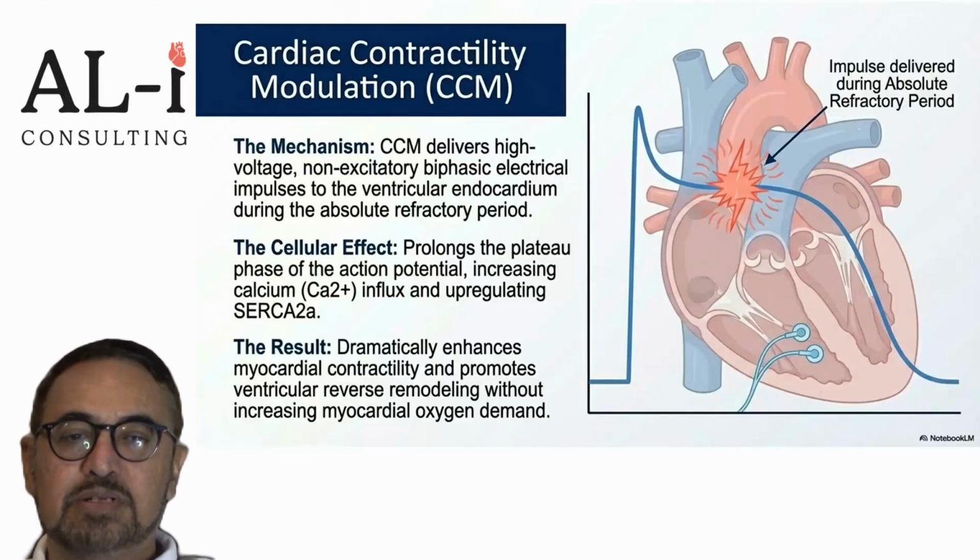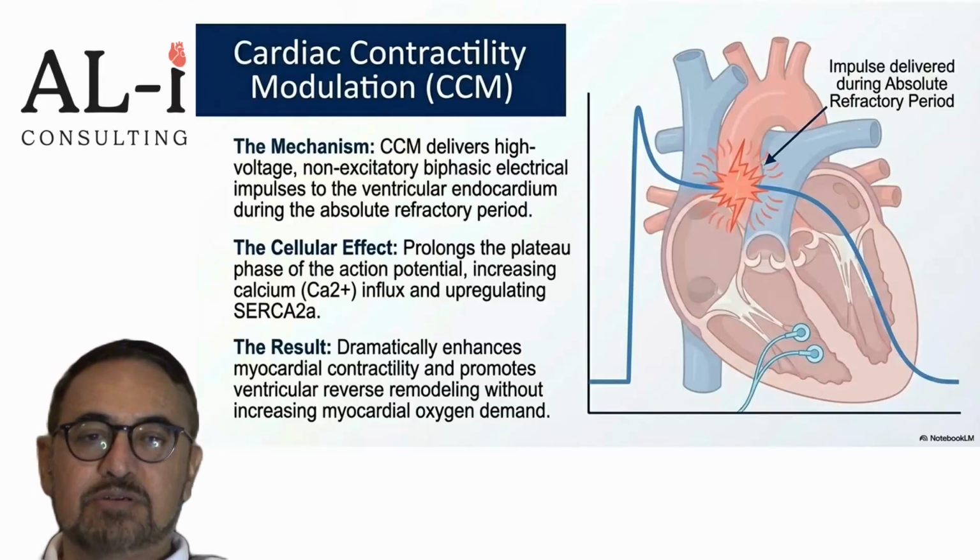Instead, it alters cellular behavior. Major effects include prolongation of the plateau phase of the action potential, enhanced calcium influx, and upregulation of SERCA2A. In simple terms, CCM improves intracellular calcium handling, which can strengthen contraction and support reverse remodeling. It can improve contractile performance without increasing myocardial oxygen demand in the same way traditional inotropes do. So for the symptomatic patient with reduced EF, narrow QRS, and medication intolerance, CCM becomes an elegant physiological option.